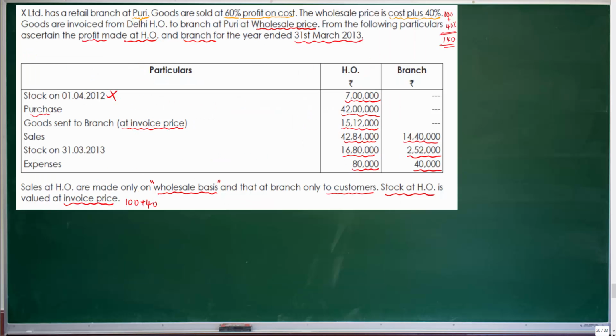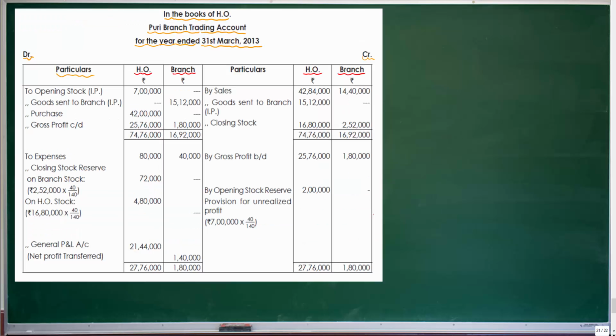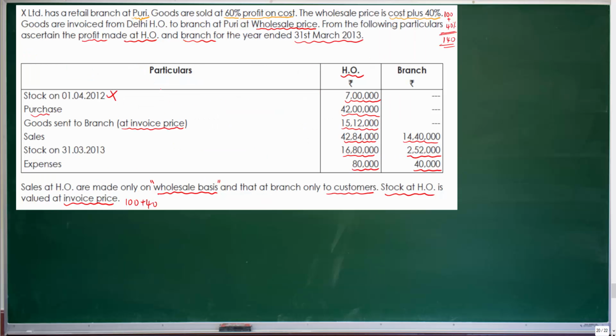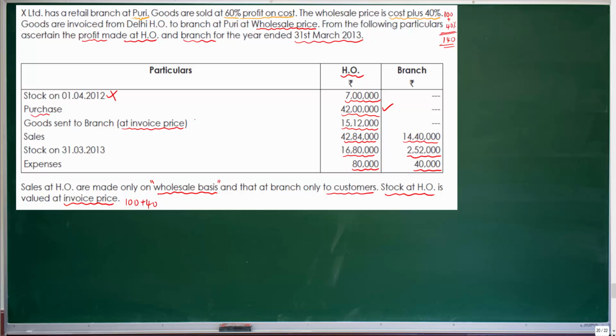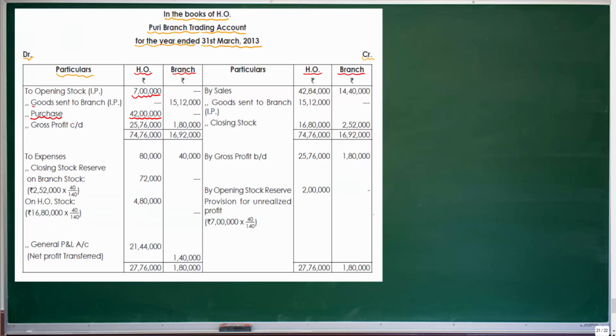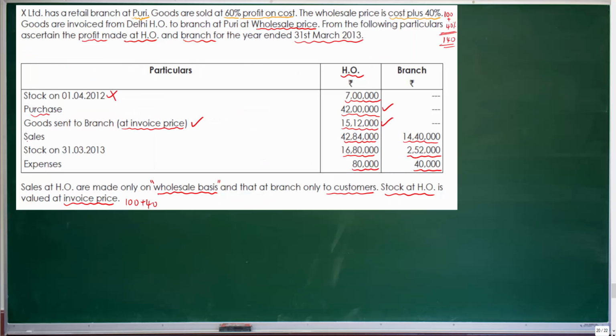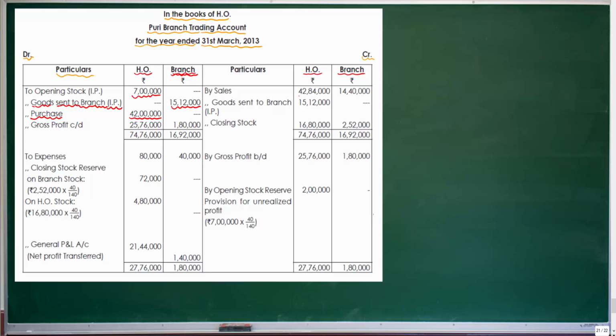There is an opening stock of 7 lakh and that is only under head office. So we'll write to opening stock only under head office. It is 7 lakh. Then we have purchases 42 lakhs and that is only under head office. So we'll say to purchases only under head office. It is 42 lakhs. Then we have goods sent to branch at invoice price 15 lakh 12,000. So we'll say to goods sent to branch at invoice price only under branch column. It is 15 lakh 12,000. Then we have sales happening at head office 42 lakh 84,000, branch 14 lakh 40,000. So it is 42 lakh 84,000 and 14 lakh 40,000 in the respective columns.